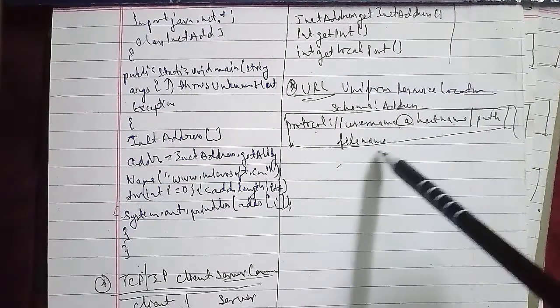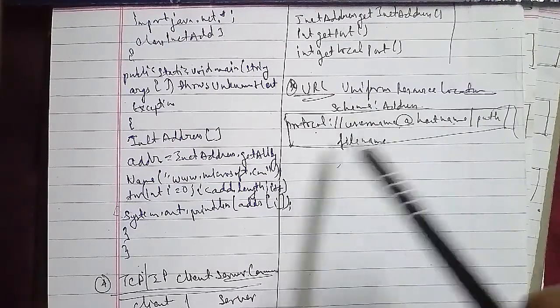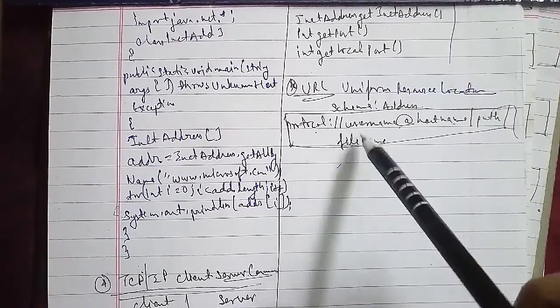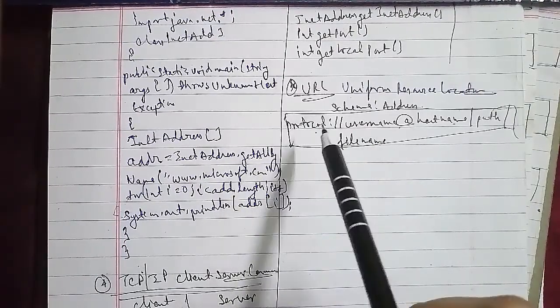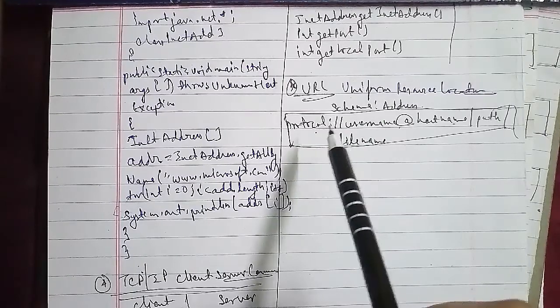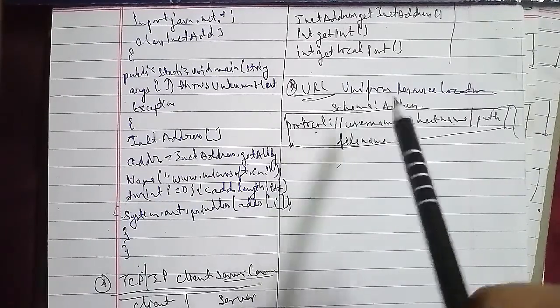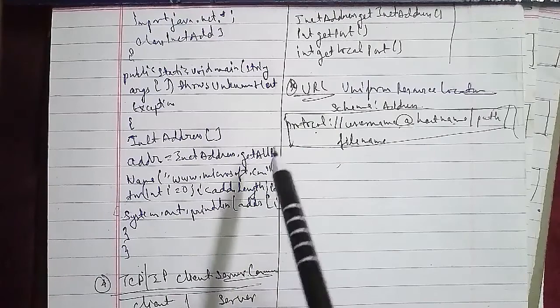And a URL does not allow spaces in it, but there are some special characters that can be present in the URL, such as the ampersand. Either it is an ampersand or a percentage sign, these could be present, but other than that the space is not allowed in any URL.